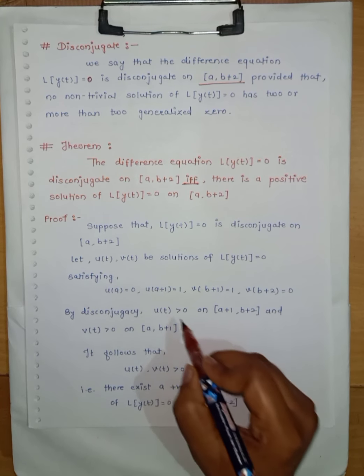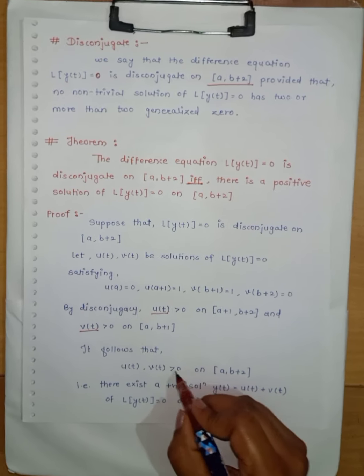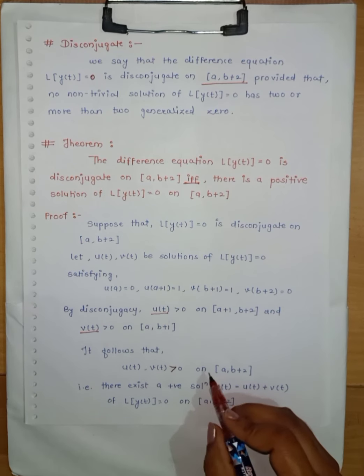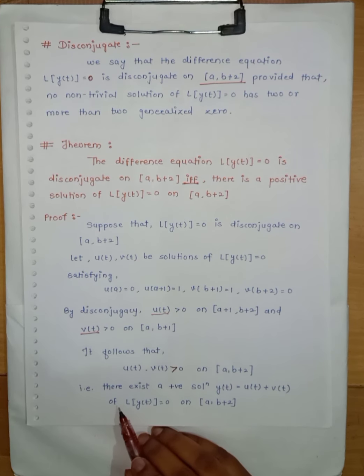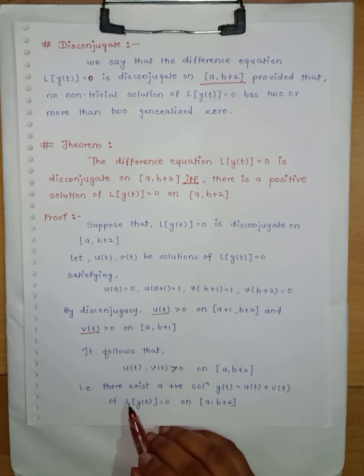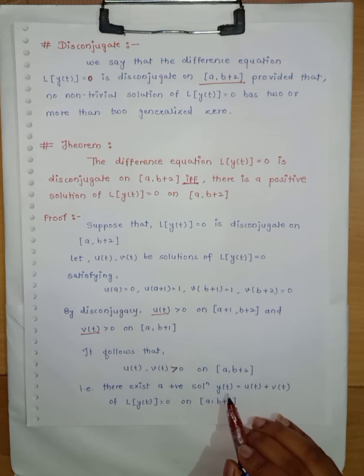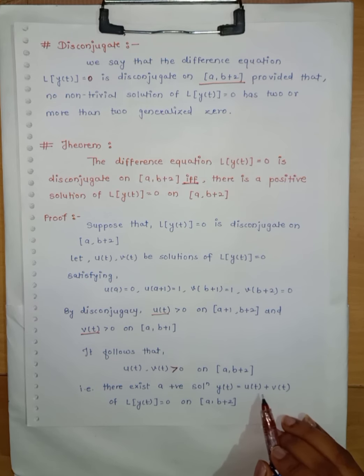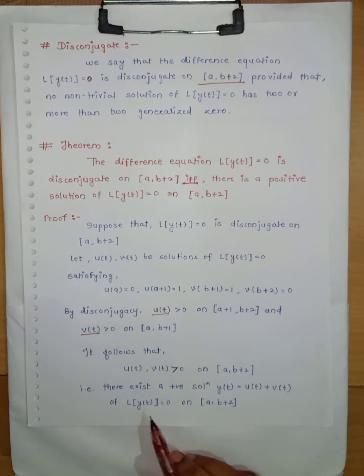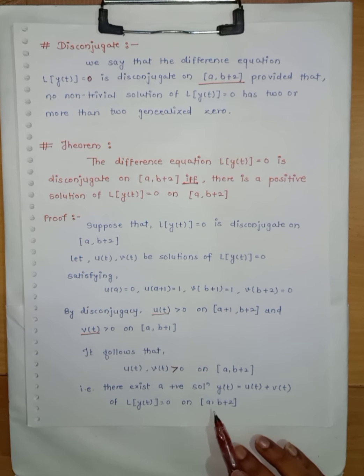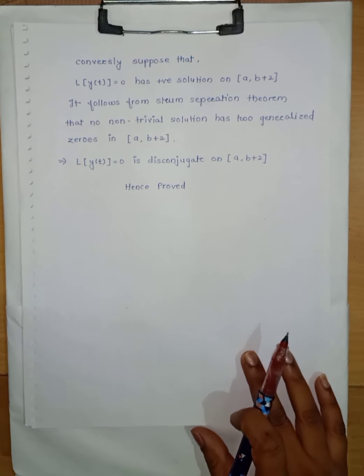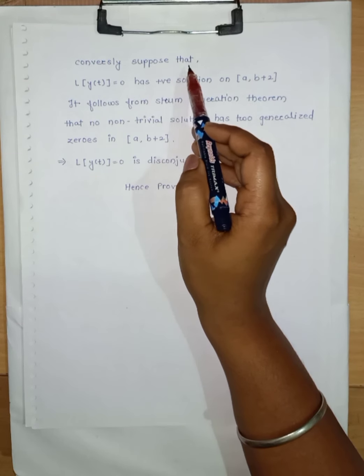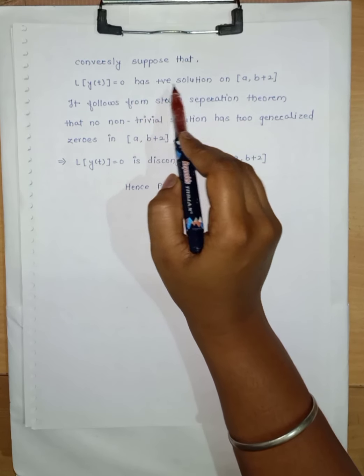It follows that u of t and v of t both are greater than 0 on the closed interval [a, b+2]. And from the corollary we have seen in the previous video, there exists a positive solution y of t equals to u of t plus v of t of L of y of t equals to 0 on [a, b+2]. And conversely, suppose that L of y of t equals to 0 has a positive solution on [a, b+2].